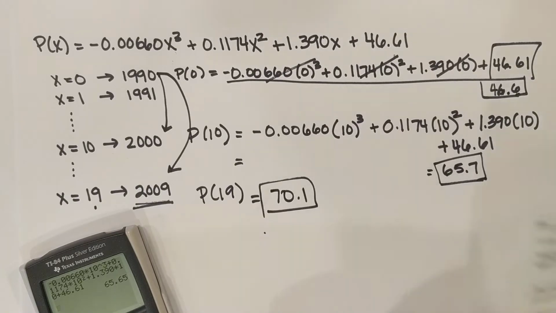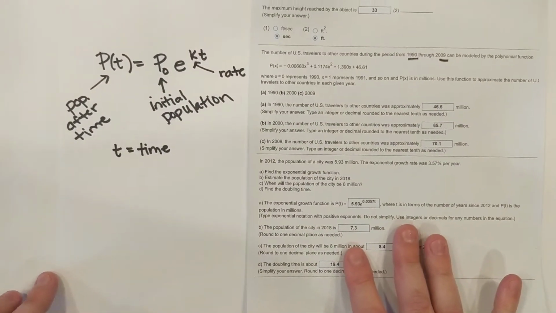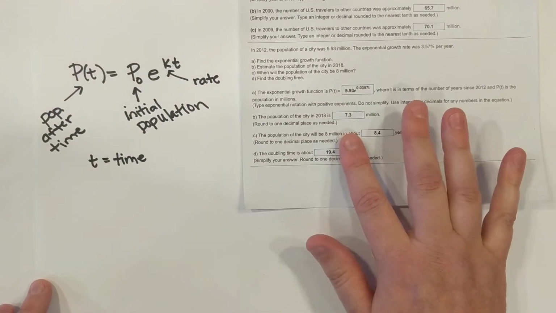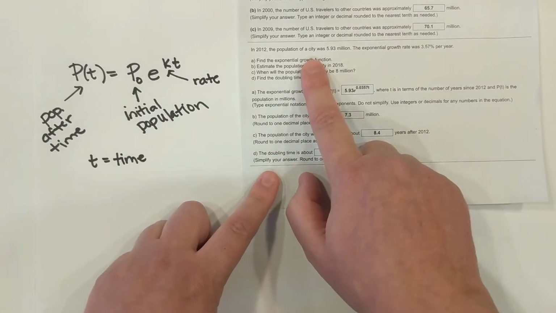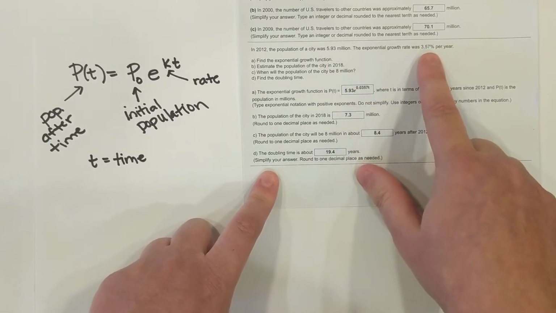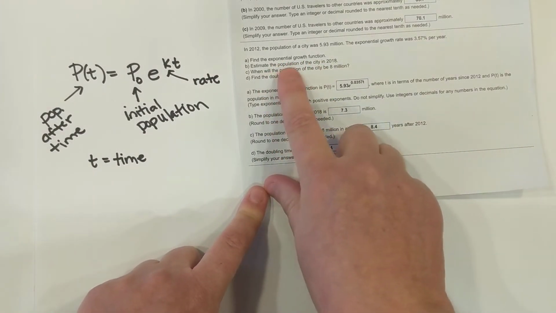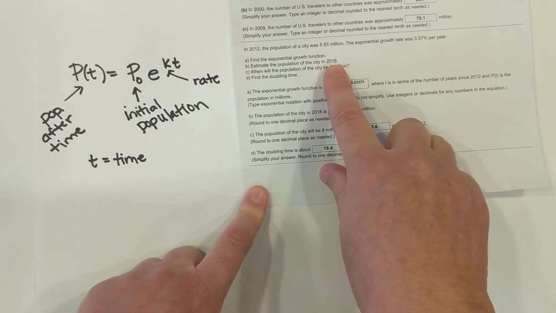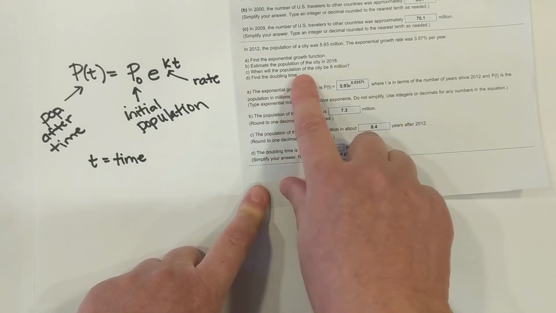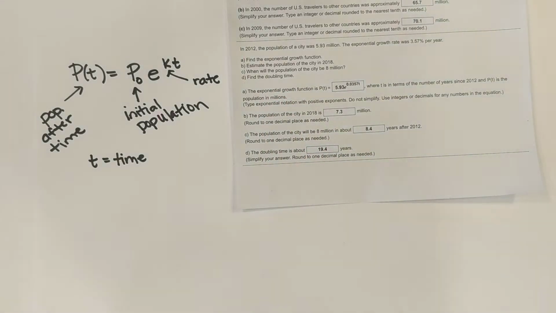All right, so there's that one, and we have one more to look at. Actually, looks like 2 more. All right, so the next one is talking about population growth. So I'm right here. So the population of a city was 5.93 million. The growth rate is 3.57% per year. On part A, we need to find the function. Part B, we need to estimate the population in 2018. When will the population of the city be 8 million? And then find the doubling time. So there's quite a bit to do on this one.